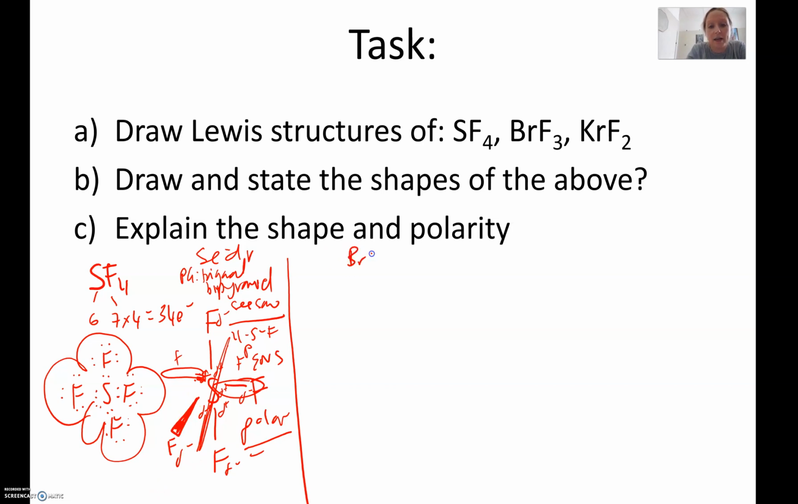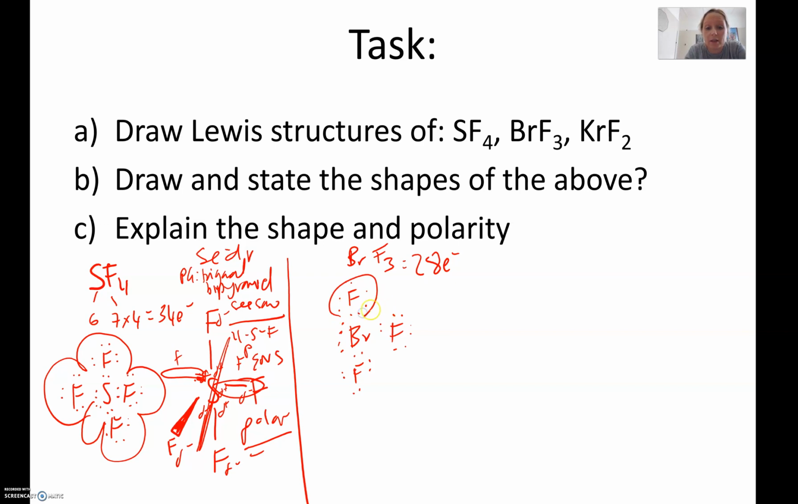So now we've got BrF3, and all of these are group 17, so that gives us a total of 28 electrons. Bromine's in the middle, and we count out the 28 electrons. Okay, so there's our Lewis structure for BrF3.